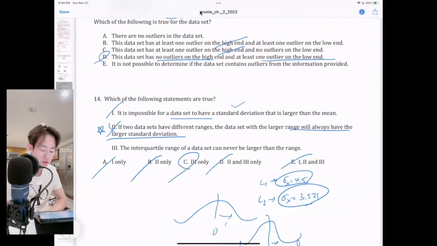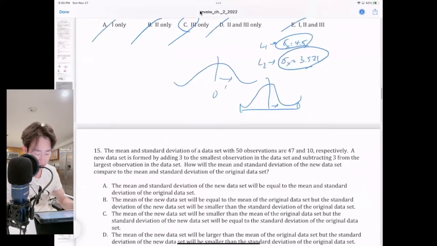So the real answer is C. The interquartile range of the data can never be larger than the range. I mean, that's pretty obvious for this one. So number 14, it should be C.